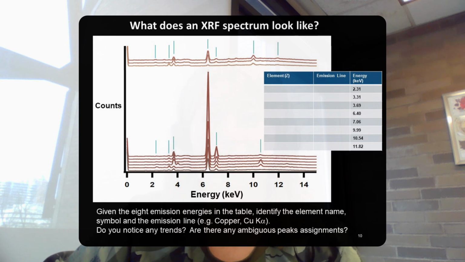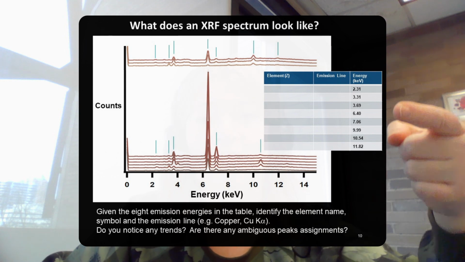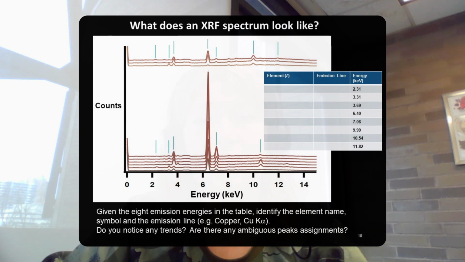You are now ready to try out identifying elements based on their position in an XRF spectrum. The 8 vertical turquoise lines are markers to show you which peaks you need to assign. The partially blank table lists the energies of those 8 peaks. Refer to a table of X-ray emission lines, which has been provided in a separate PDF document, to determine the element name, symbol, and emission line for each of the 8 peaks.